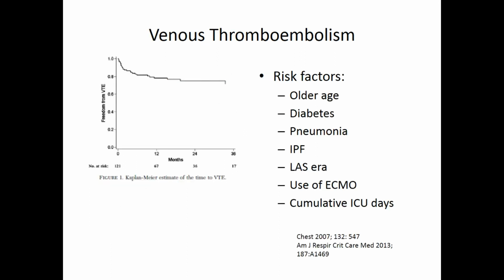In terms of common complications in the ICU, these again may be more frequent in the transplant recipient. For example, venous thromboembolism is quite common in the transplant population, and in some subpopulations is even more common than in high-risk populations such as orthopedic patients. Risk factors for the development of venous thromboembolism include older age, a history of diabetes, development of pneumonia, a history of idiopathic pulmonary fibrosis, an increased lung allocation score, which is a marker of severity of illness in the recipient at the time of transplant, cumulative ICU days, and use of mechanical circulatory support.